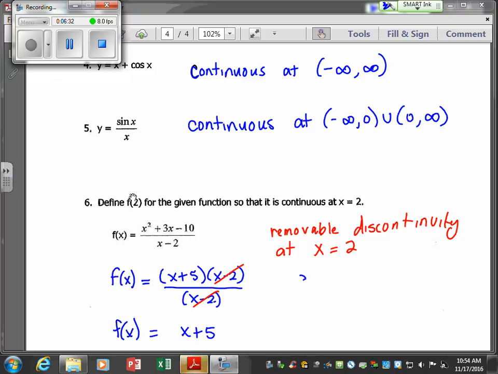Okay, so we can also evaluate f of 2. So let's do that just algebraically. Okay, when we plug that in here, what do you get? 2 plus 5, right? So what's 2 plus 5? 7. Good. So we would just say f of 2 is equal to 7. So you can define f of 2 as 7.